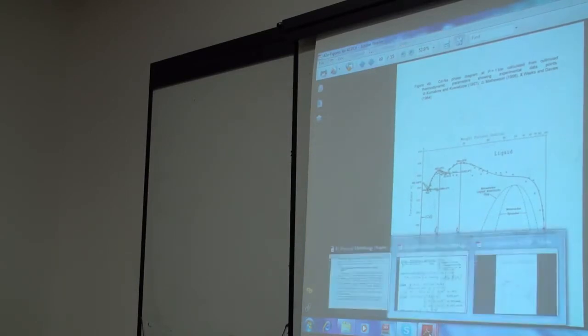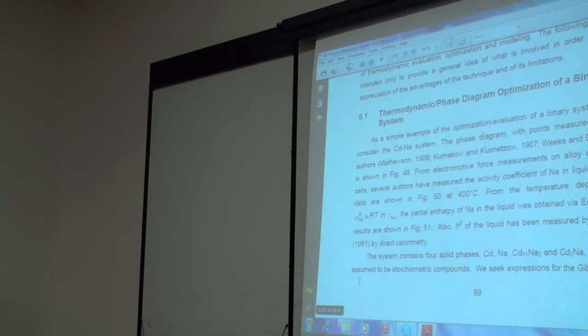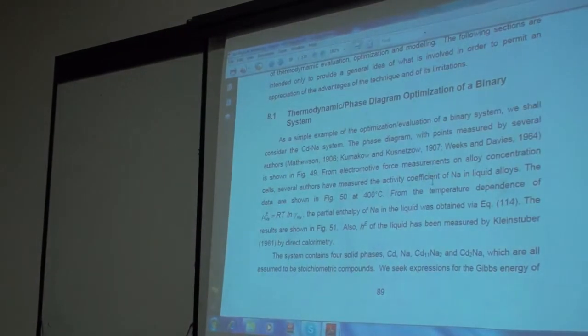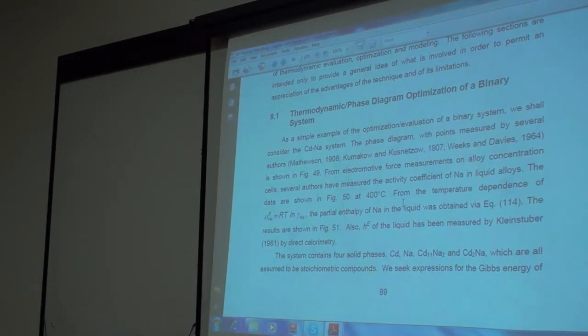So if we go back to the thing here, for electromotive force measurements, galvanic cells, several authors have measured the activity coefficient of sodium in liquid alloys. You know that in a galvanic cell, you can measure the activity of one component, but not the activity of the other component. Do you all know why that's the case?